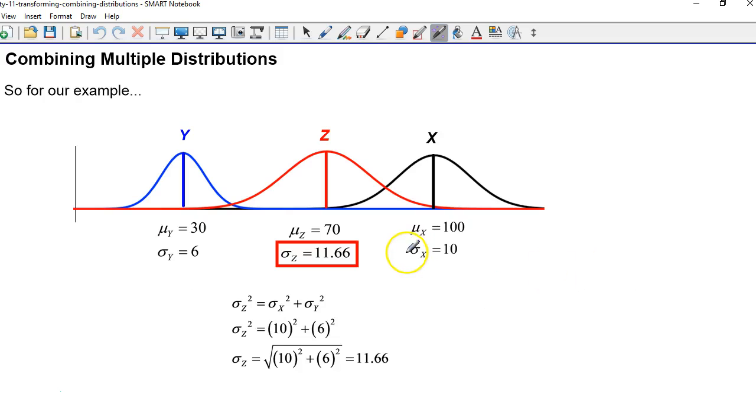So for our example, that means that the standard deviation for z squared would be the standard deviation for x squared plus the standard deviation for y squared. And since the standard deviation for x is 10 and the standard deviation for y is 6, we can plug those numbers in here, and then just compute that by taking the square root to find the standard deviation for z and find out that it's 11.66. And remember we said it would be higher than the individual source variabilities. y only varied with a standard deviation of 6, x varied with a standard deviation of 10, but that means z varies with a standard deviation of 11.66.